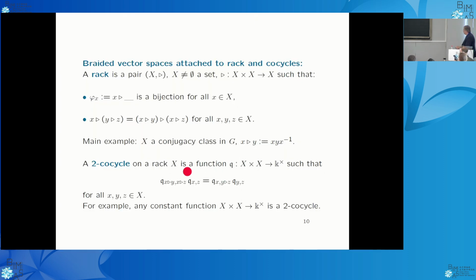A cocycle on a rack is a function that satisfies this condition. For instance, since this condition is homogeneous in q, it's immediate that any constant function is a 2-cocycle.